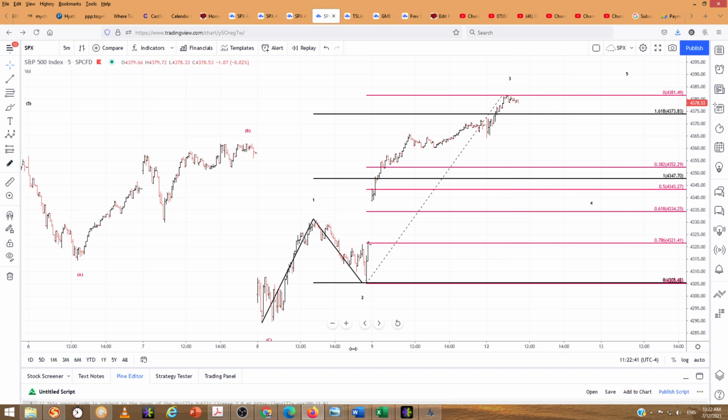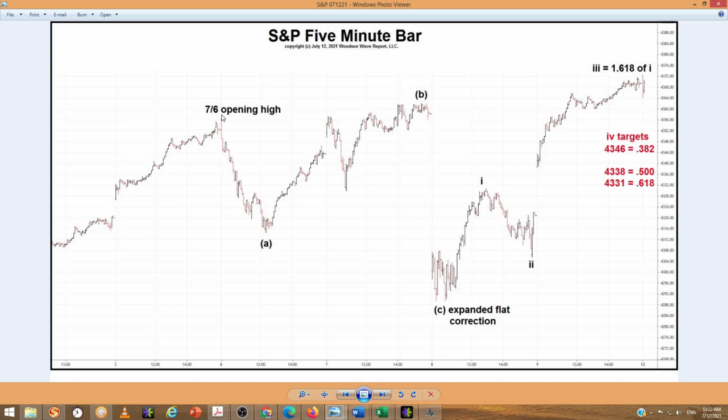We put out an alert this morning to our monthly subscribers, and the chart here shows everything there. There was that opening high on 7/6. We had an A down, B up, C down, expanded flat, and there is wave 3 expanding, and it went further than that as of this morning's open.